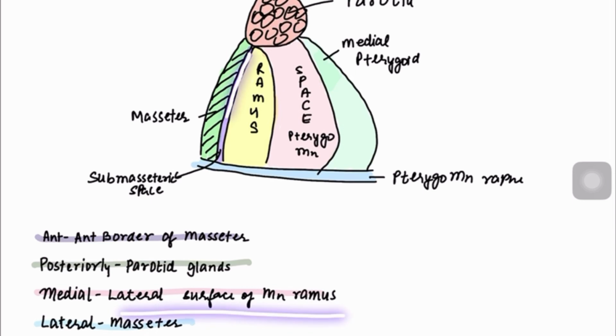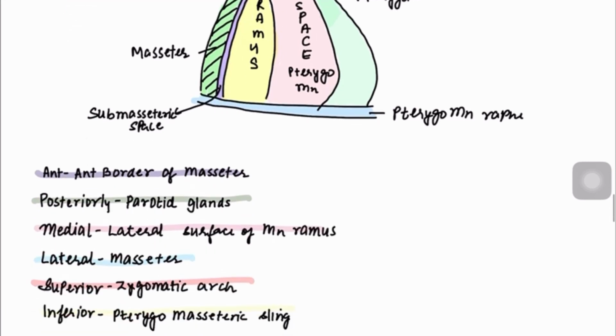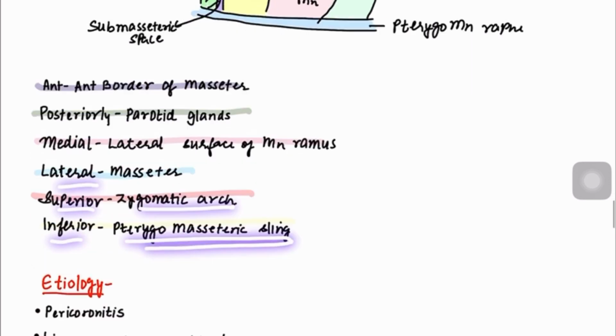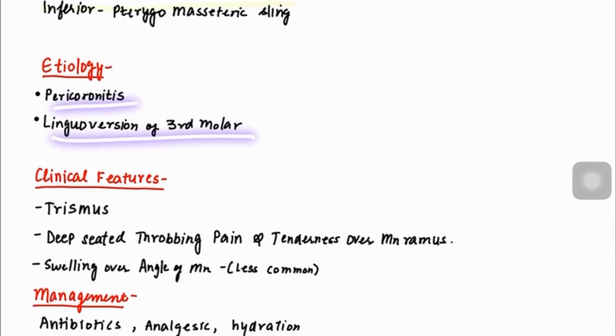This is the lateral surface of the mandibular ramus and this will be present on the medial side of the submasseteric space. Laterally, there is masseter, superiorly zygomatic arch and inferiorly pterygomasseteric sling. So the etiology for this space infection can be pericoronitis or linguoversion of the third molar.